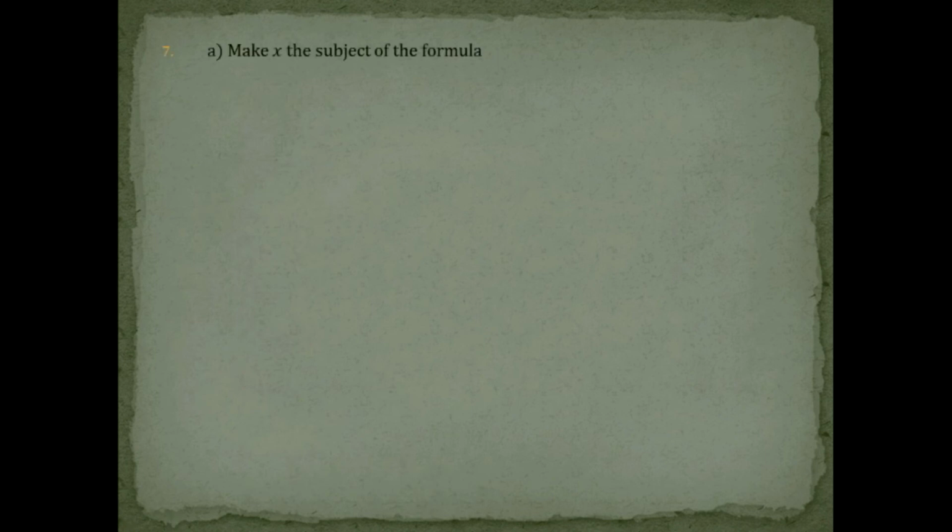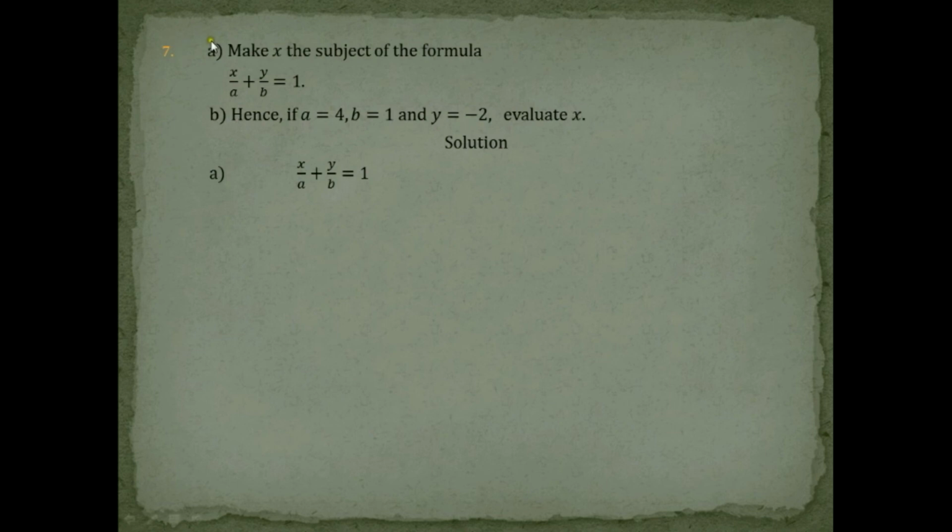Number 7: make x the subject of the formula in this equation. And also the second question in this same question: hence, if a is equal to this, and y and b, evaluate x. So let's see the solution. Now, we are told that we should make x the subject of the formula. And after making x the subject, given that a is 4, b is 1, and y is equal to minus 2, we should evaluate, that is, get the value for x.